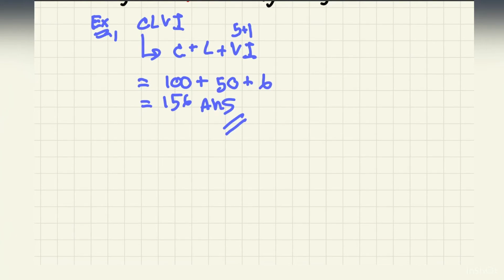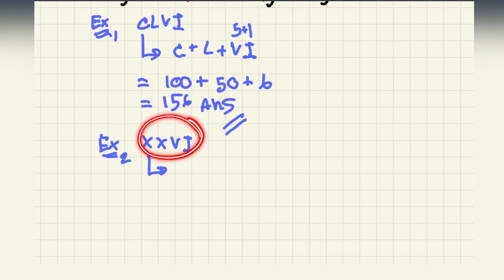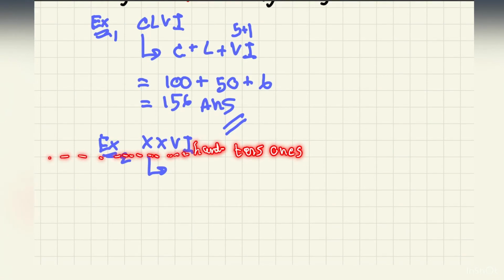The next example would be XXVI. So first of all, we need to separate this set of numbers into each value. So there's the ones, tens, and hundreds, right? These are the hundreds, then thousands, and so on. But these are the simple ones.